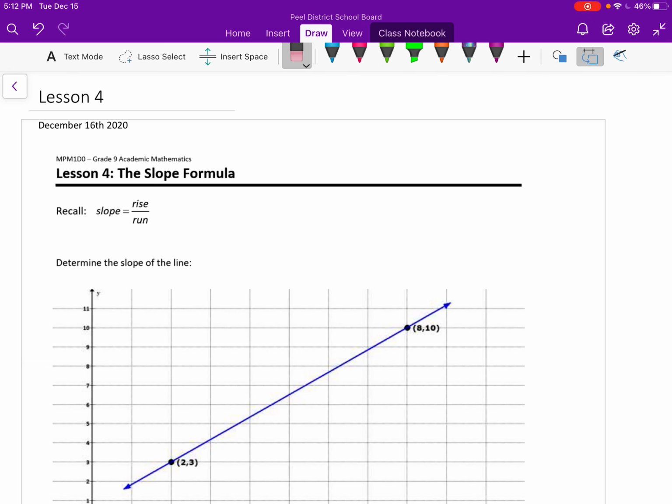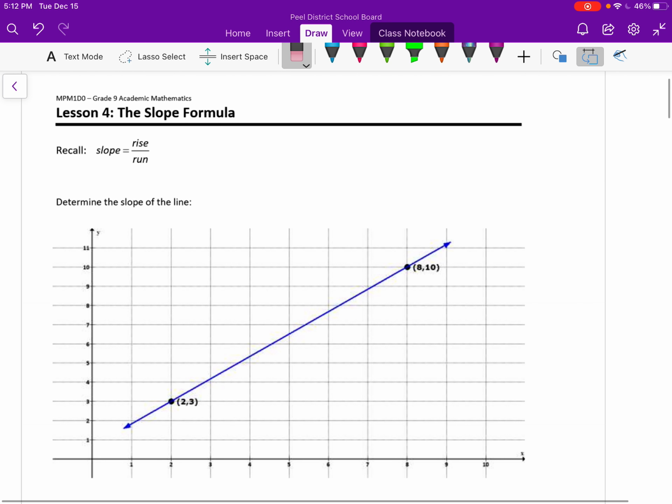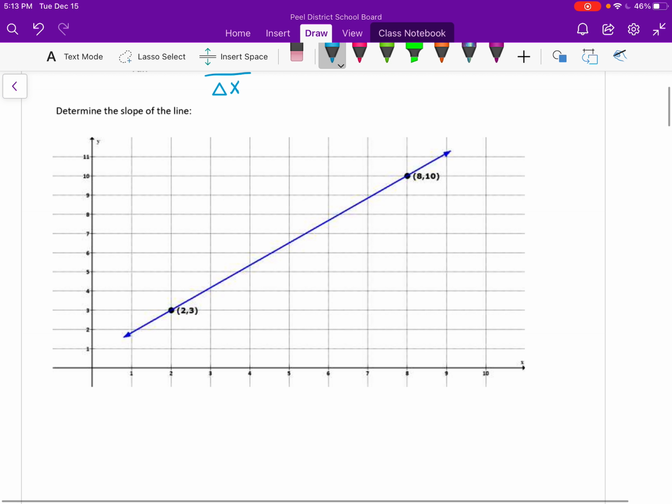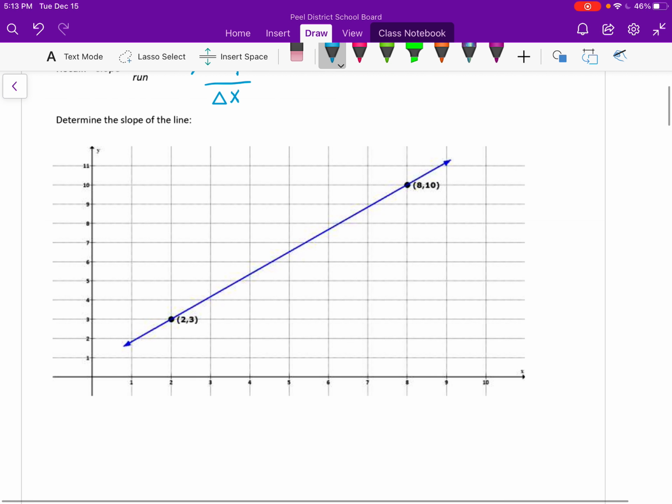So in today's lesson, we're going to be talking about the slope formula. If you recall from our last lesson, slope is equal to rise over run, which we also said was the change in y over the change in x, right? So how do we find the rise and how do we find the run?